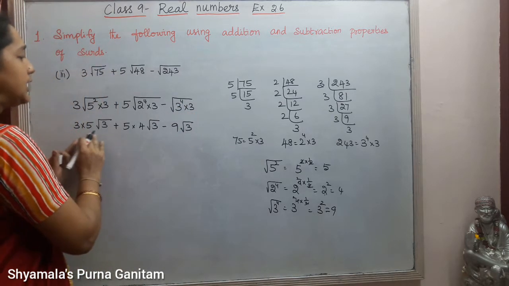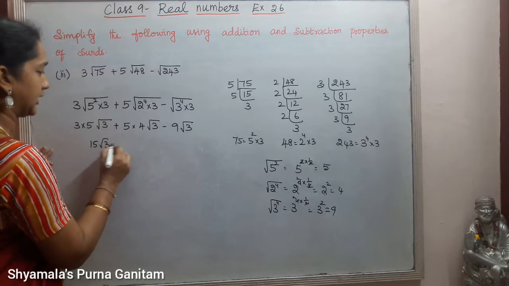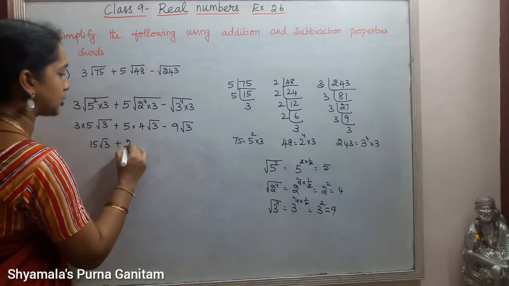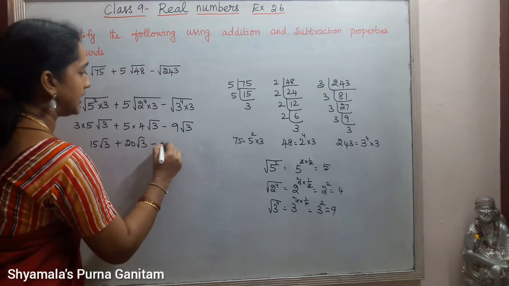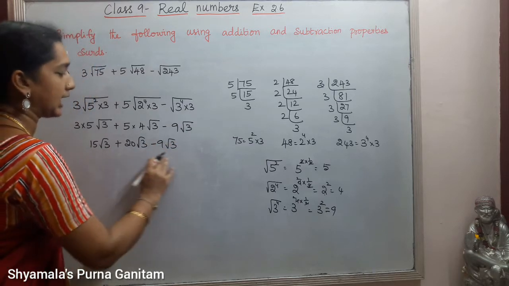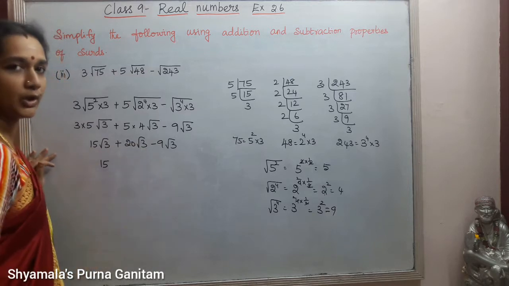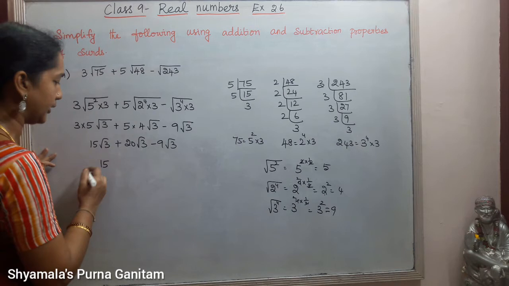Now, in all three terms, 3 fives are 15 root 3 we are getting, plus 5 fours are 20 root 3, minus 9 root 3. In all these three terms we have root 3, so we can add and subtract the coefficients, that is, simplify the coefficients.